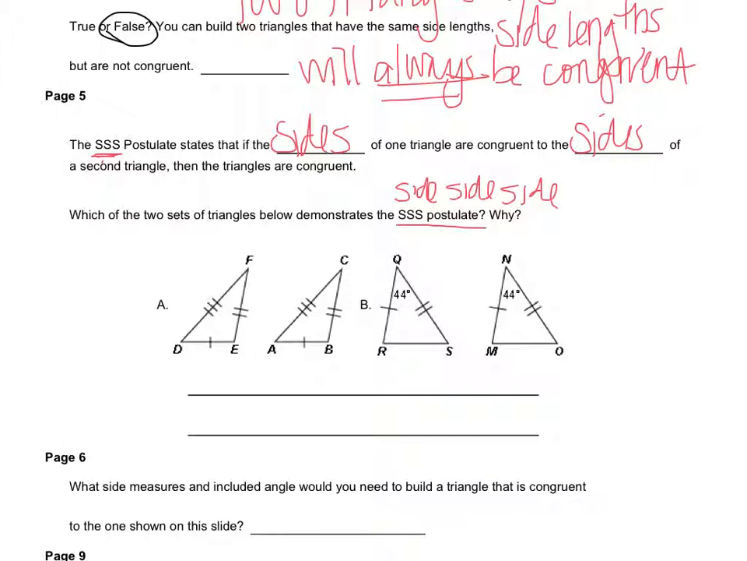Well, if I look at A, it tells me that DE and AB are congruent. It tells me that EF and BC are congruent. And it tells me that DF is congruent to AC. So since these sides were congruent, and these sides were congruent, and these sides were congruent, all three sides were congruent, so A is true by the side, side, side postulate.